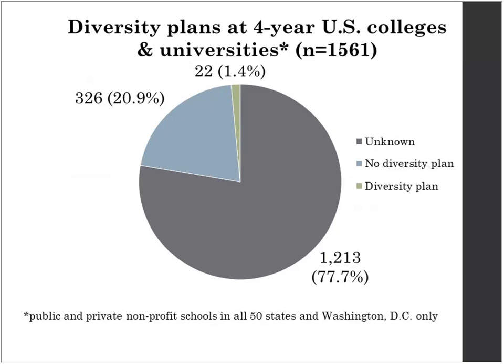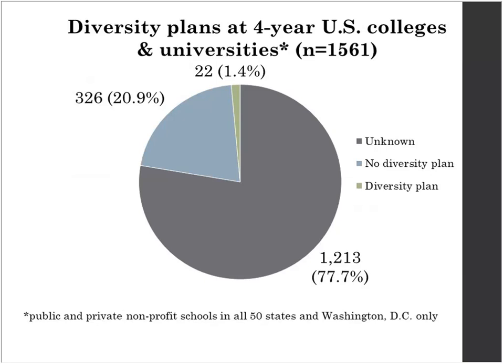4-year colleges and universities in the United States. I excluded private for-profit schools like the University of Phoenix, DeVry, those kinds of schools. I didn't include schools that were not part of the contiguous 50 states and the District of Columbia, so schools that were in Puerto Rico or Guam, and schools that were closed but still listed in the Carnegie database, I excluded those as well.